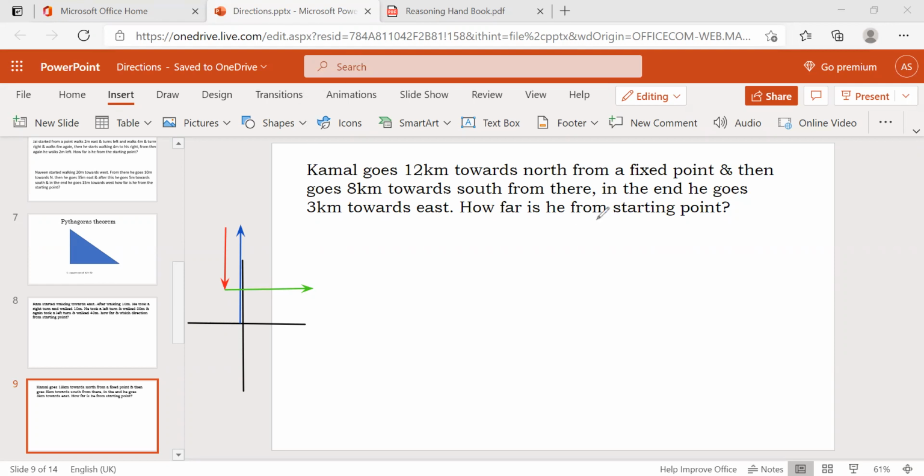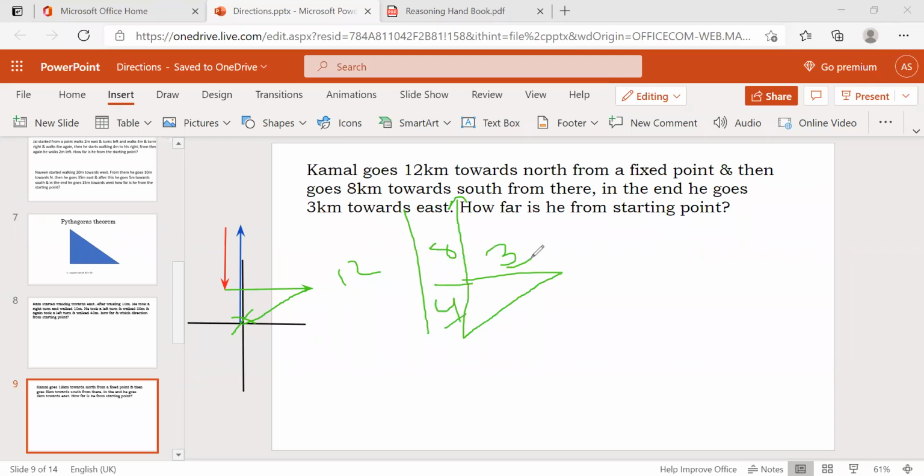Now what they're asking is, how far he is from the starting point. Where is the starting point? This will be the starting point actually. We need to know this length, and we know this length, and this length. The same way he returned, that is towards east, this way, it is 3 kilometers. And we have to find out this one. We know this is totally 12 kilometers, and he returned back 8 kilometers. What's the remaining here? 4 kilometers, right?